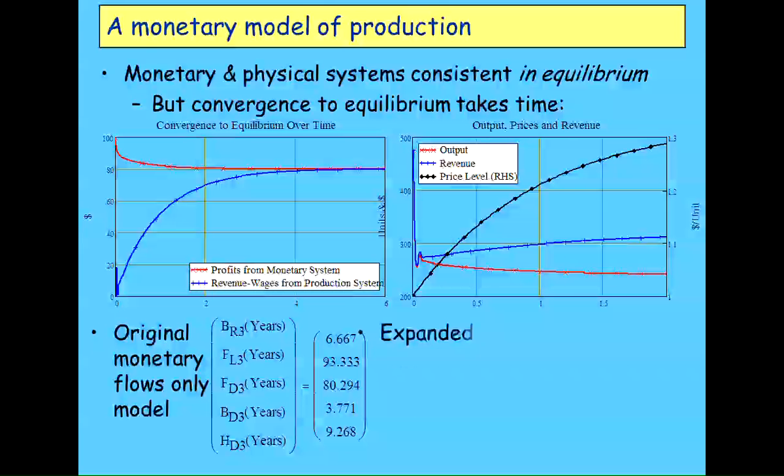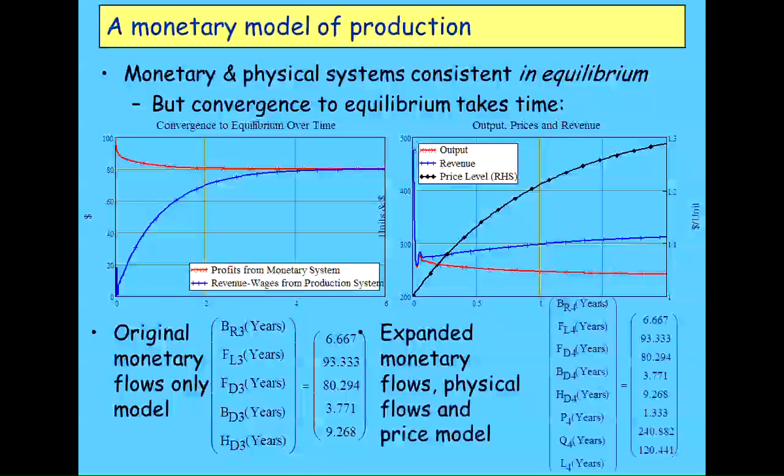When I do the expanded model where I've got production as well and prices, then I get exactly the same values in equilibrium for the various accounts, but I also get equilibrium price level, level of output, and number of workers. I've got A being 2, so each worker produces 2 units of output, just so I get a different value for L and Q there.